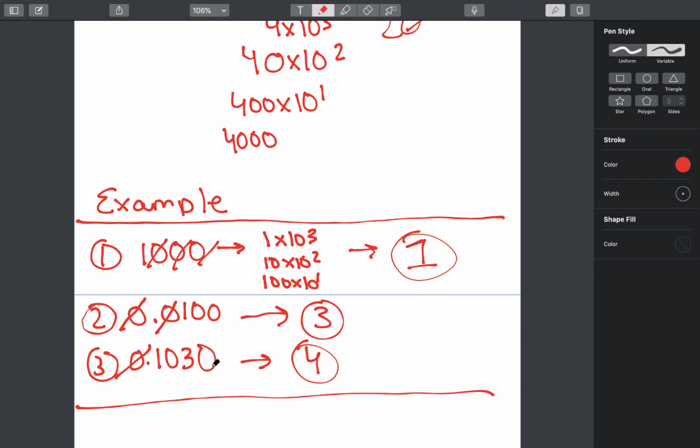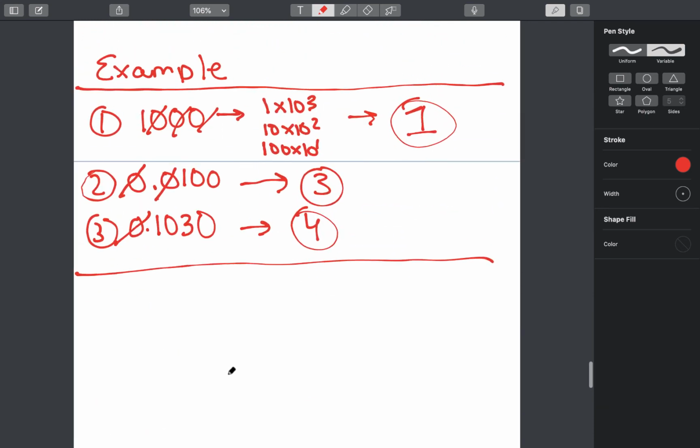So you have 4 sig figs here. And that's how you count sig figs. So not too bad, right?